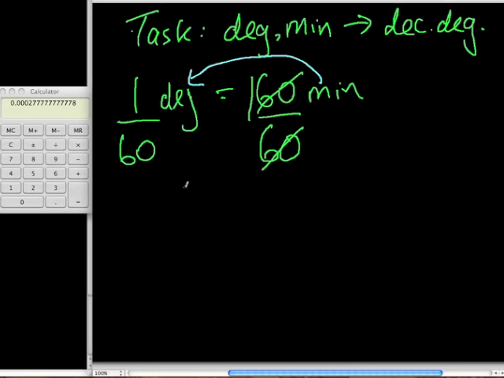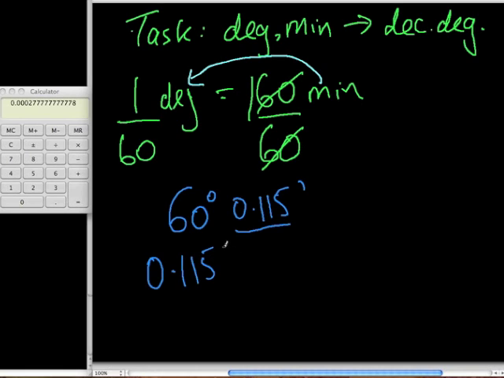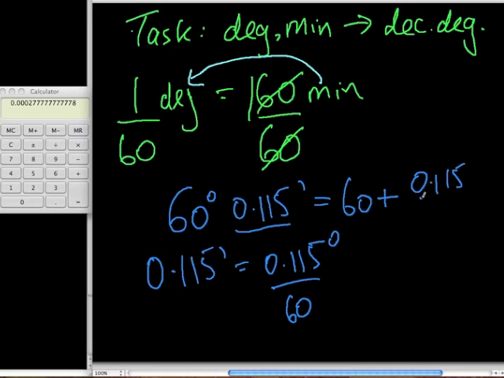The example that we chose was 60 degrees and then 0.115 minutes. So let's convert these minutes into degrees, and then we can add the two together to get our decimal degrees. So 0.115 minutes is equal to 0.115 divided by 60 degrees. So this sum up here is equal to 60 degrees plus these degrees here, 0.115 divided by 60 degrees.